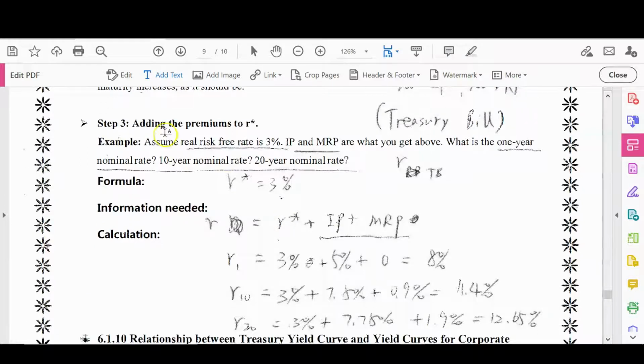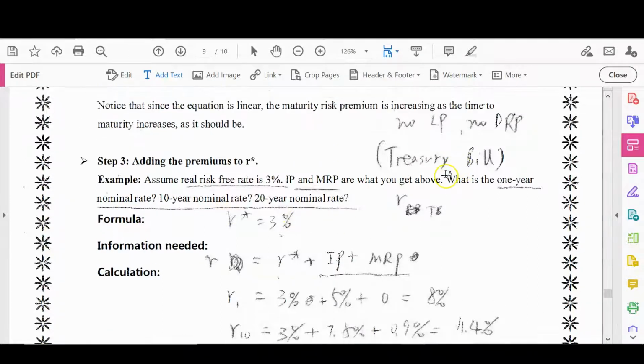All right, adding premiums to R star. Example, assume the real risk-free rate is 3%. IP and MRP are what you get above. Now we're coming to step 3. After we calculate IP and MRP, let's add them to our real risk-free rate to get the 1-year nominal rate, 10-year nominal rate, and 20-year nominal rate. And again, because these are treasury bills, we do not have LP, liquidity premium, or DRP, default risk premium.